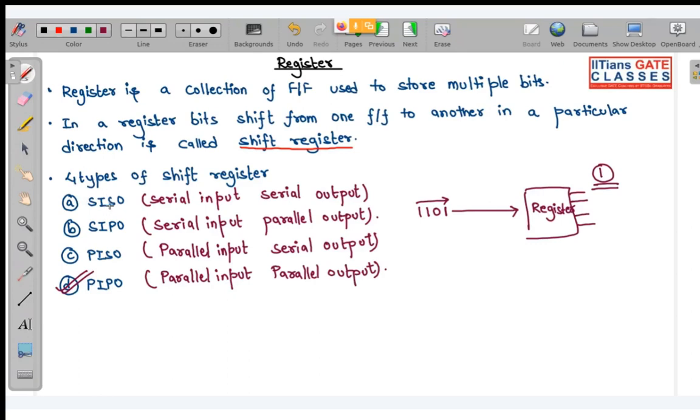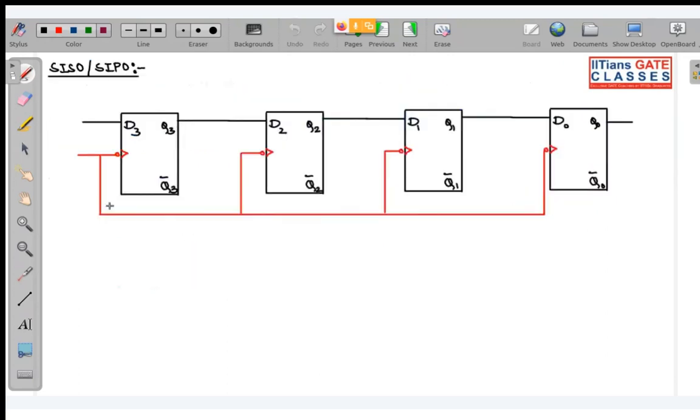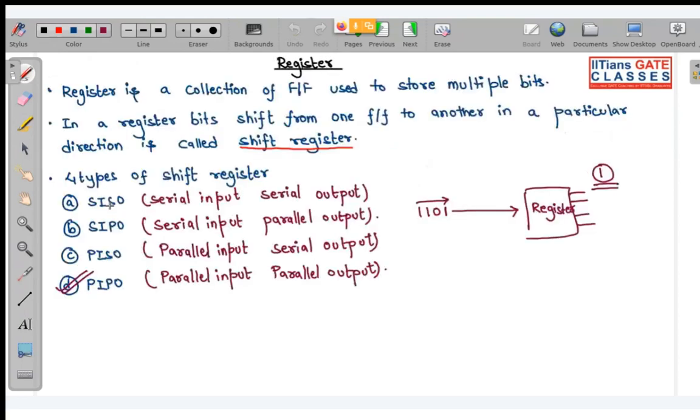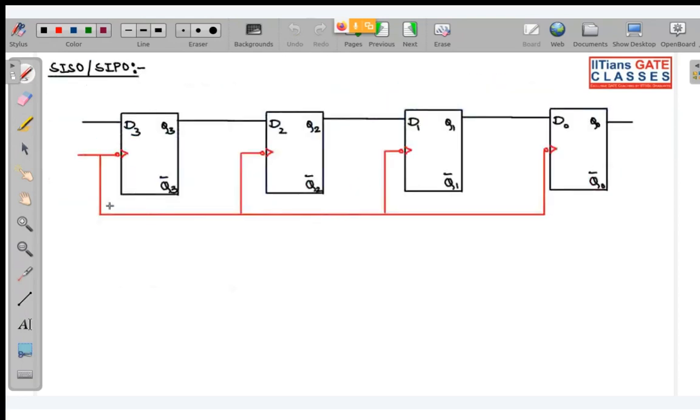Okay, so serial input, serial output, serial input, parallel output. So let us study one by one. What is SIPO and SISO? Okay, so first is what? We have serial input, serial output. So what I told you, in a serial input, serial output shift register, the data input will get inside the shift register bit by bit, or at each clock pulse, one bit is going to enter your register. Here I am going to show you basically what SISO and SIPO are.